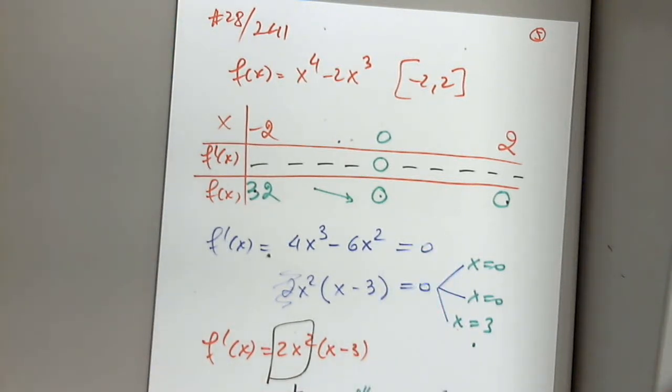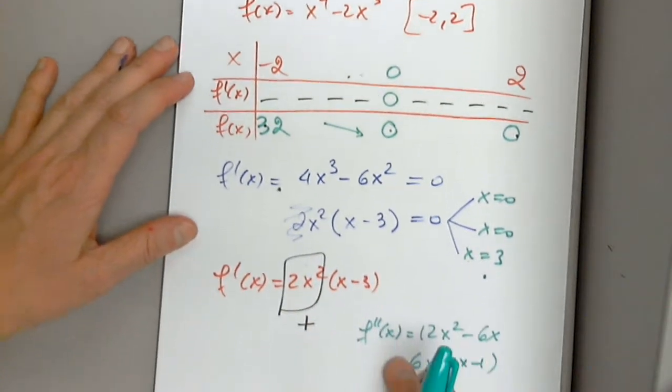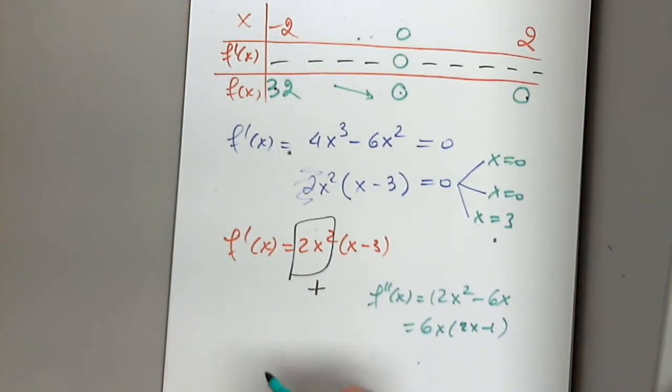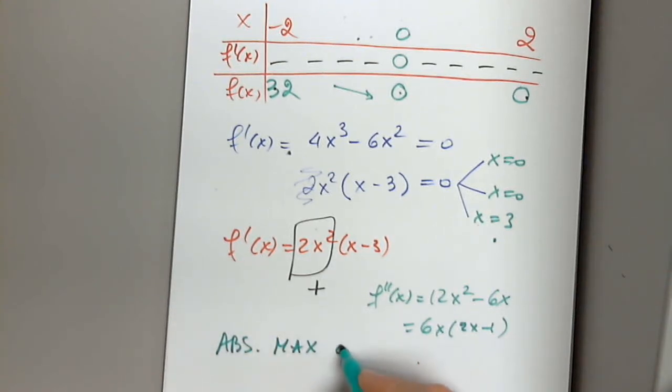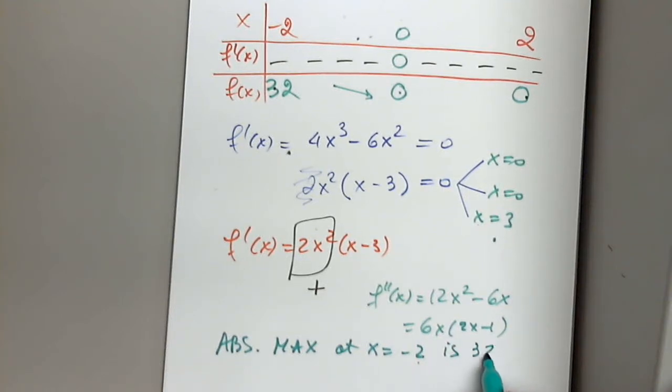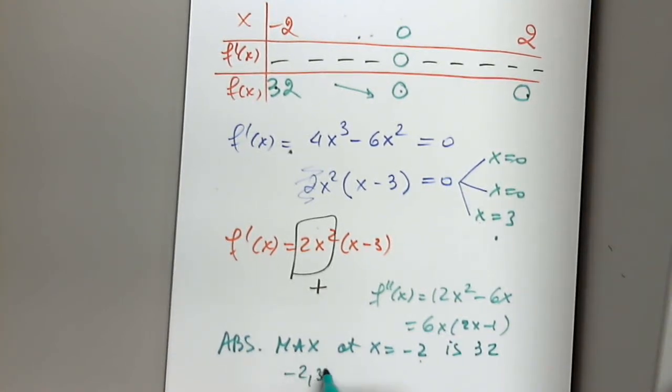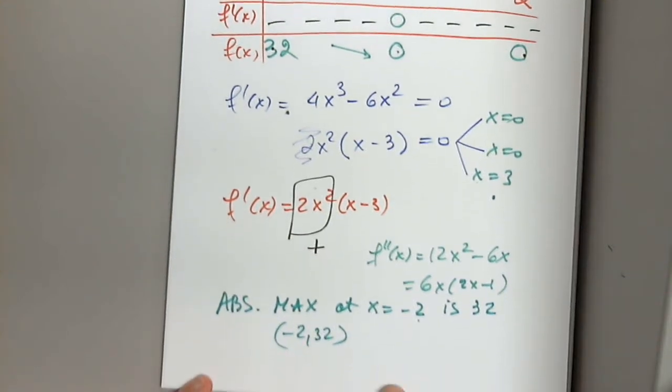We're not asked to check inflection points here. We're only asked to find an absolute min and absolute max. So here's what I'm going to write. Absolute max at x equals negative 2 is 32. So negative 2 comma 32 gives us an absolute maximum.